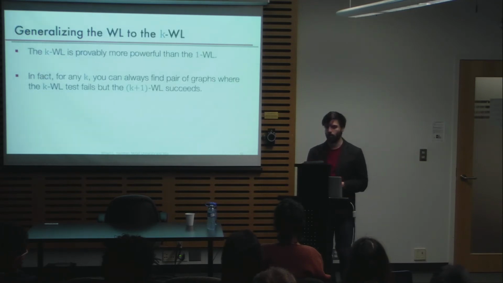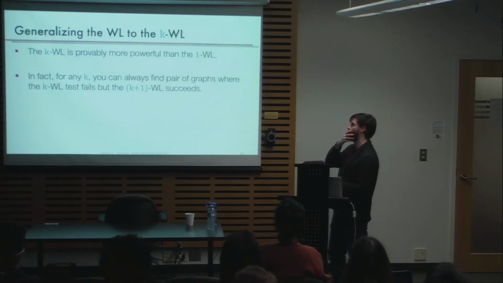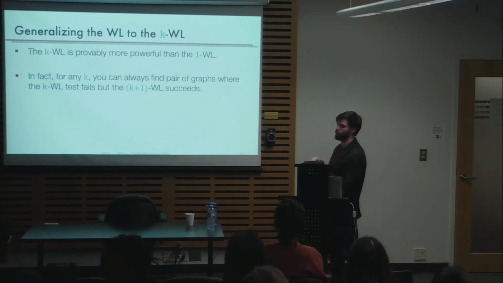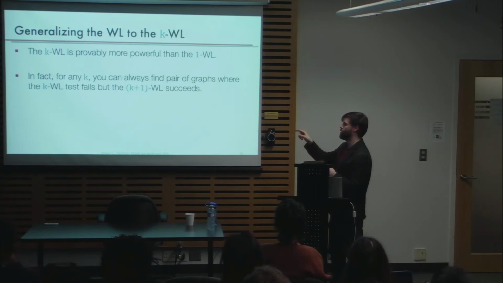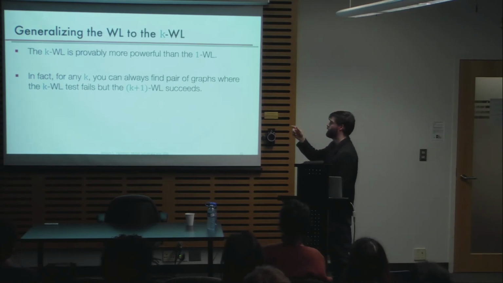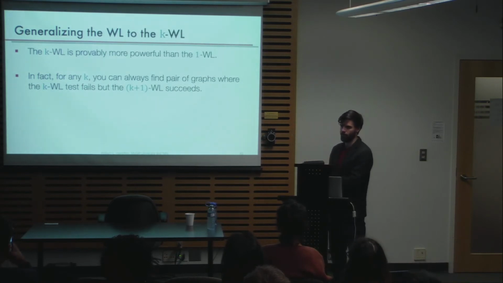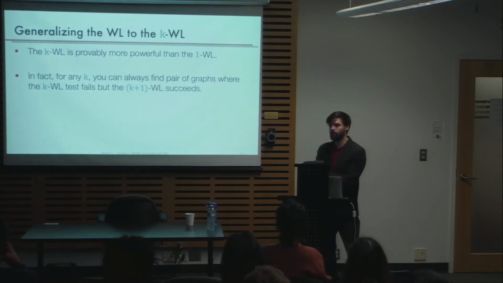And what you can prove is that this k-WL algorithm is provably more powerful than the 1WL. For any k greater than 2, I should say, k equals 1 or 2 are equivalent. And for any k greater than 2, you can always find a pair of graphs where the k-WL fails, but the k plus 1 WL succeeds. So this is really nice because you have this spectrum of complexity where you start off with the simplest one, and then there's this hierarchy of how powerful these algorithms are.